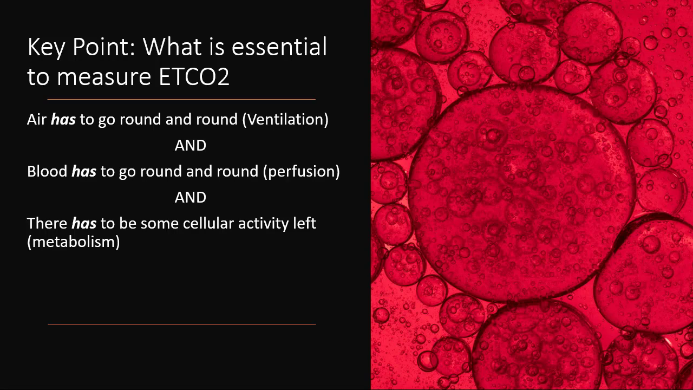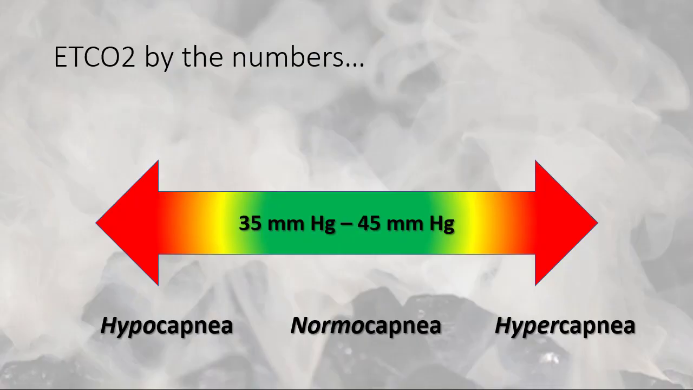end-tidal CO2 readings. So when you get abnormal end-tidal CO2 readings, then based on the shape, based on the context, based on lab factors, we try to figure out which one of these three parameters has gone awry. Okay? Let's look at the numbers.